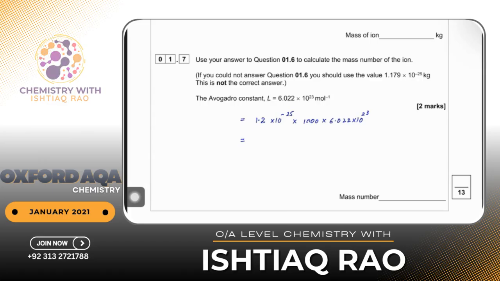We found it in kg. Why did you multiply by 1,000 to convert it into grams? Yeah, kilogram to gram, and after that multiplied by the Avogadro's number. So it's like the mass number. Okay, all right.